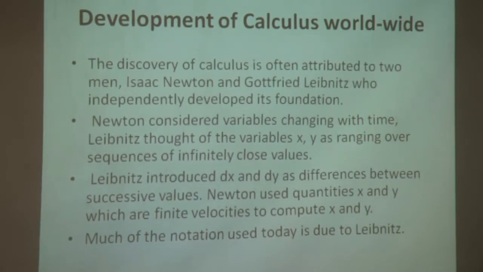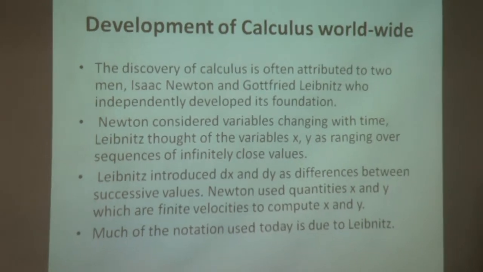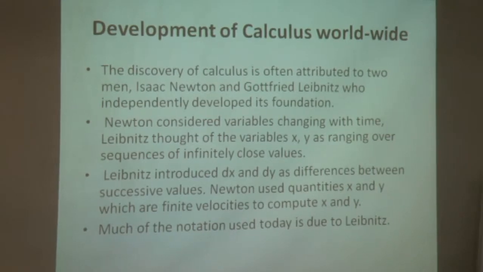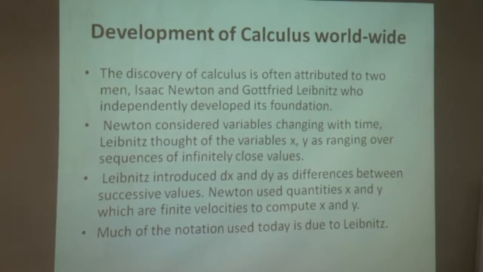We will have a quick look at the development of calculus worldwide as well. The discovery of calculus is often attributed to two men, Isaac Newton and Gottfried Leibniz, who independently developed its foundation. Newton considered variables changing with time. Leibniz thought of the variables x and y as ranging over sequences of infinitely close values. Leibniz introduced dx and dy as differences between successive values. Newton used quantities x-dot and y-dot, which are finite velocities, to compute x and y. Much of the notation used today is due to Leibniz.